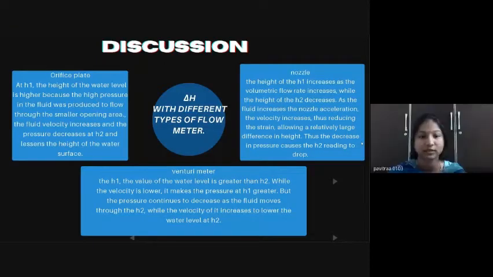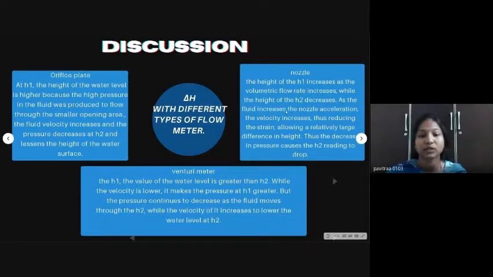For the discussion, there will be 3 parts we'll discuss. Firstly, the difference in water level in the manometer with different types of flow meters, which relates to the pressure losses associated with types of flow meter. This can be explained by applying the Bernoulli equation. The concept of Bernoulli, formulated by Daniel Bernoulli, states that the pressure within a fluid decreases as the speed of the moving fluid increases. Therefore, due to the condition of the flow meters, the H1 and H2 values of the orifice plate, nozzle, and venturimeter differ. Water level differences in the manometer vary with the type of flow meter.